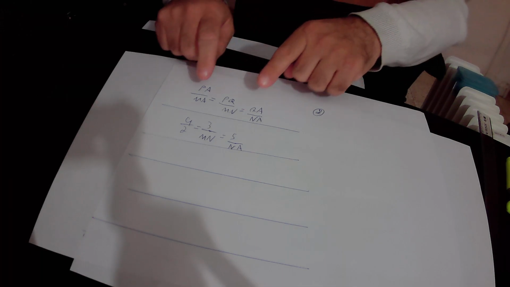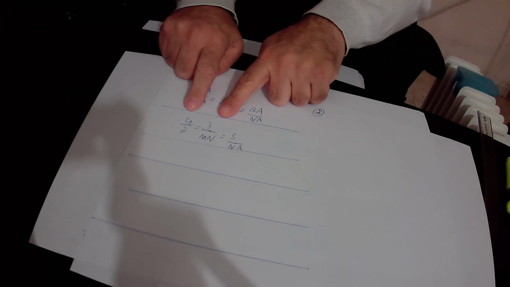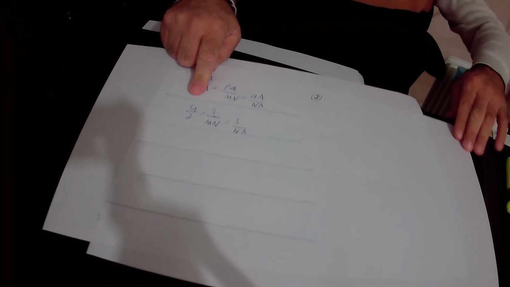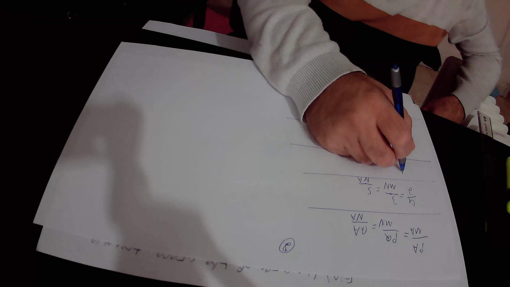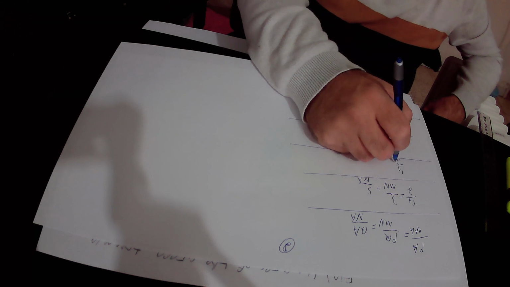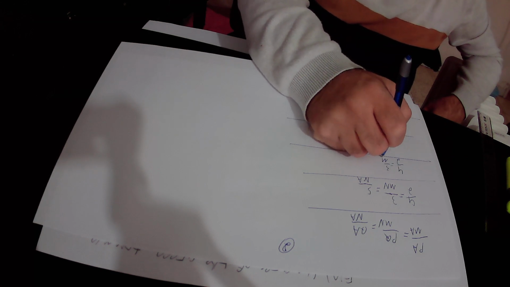From this equation we will derive that 4 over 2 equals 3 over MN. So I write it down: 4 over 2 equals 3 over MN.